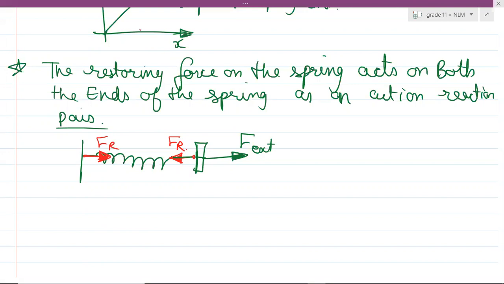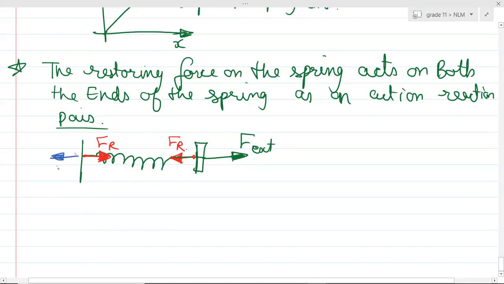And what is the reaction force then provided by the support? The support will provide the same force like this. Can you see the two red FRs? Both are acting at different points. I'm talking about these two forces: they are action-reaction pairs. Okay, is this clear? Yes, sir. So remember this thing, guys.